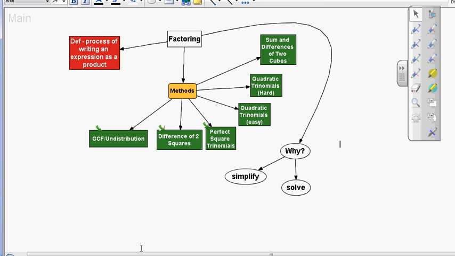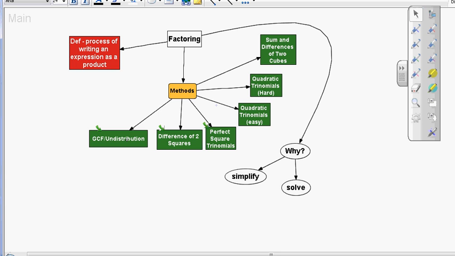Hello and welcome to this fourth video in a series of videos on factoring. If you're watching this video, you should have already seen the video on the overview of factoring, as well as the instructional videos that show you how to factor expressions using greatest common factor, also known as undistribution, as well as differences of two squares.